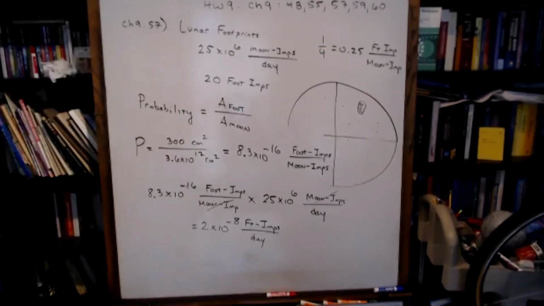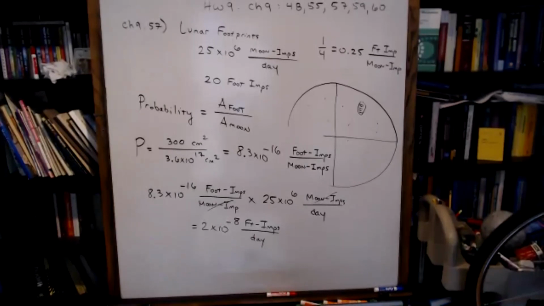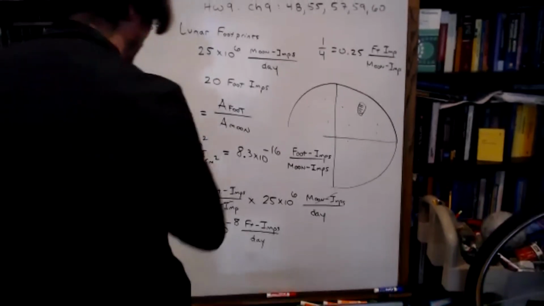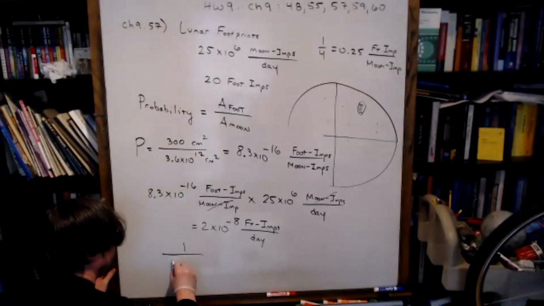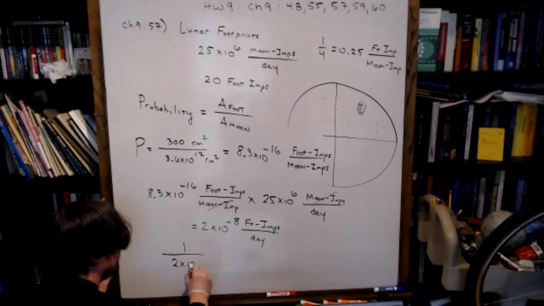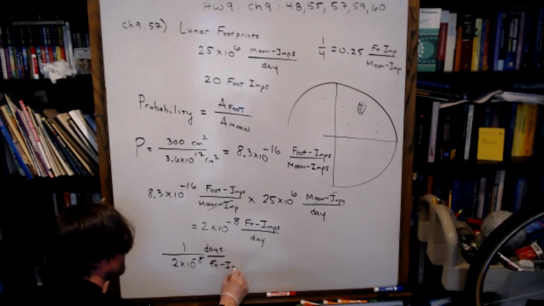You're trying to get foot impacts per day? I have foot impacts per day. You want days per foot impact. Yeah, days per foot impact. So 1 over 2 times 10 to the negative 8? Yes, we take the reciprocal of that number. And what is 1 over 2 times 10 to the minus 8? So now this will be days per foot impact.